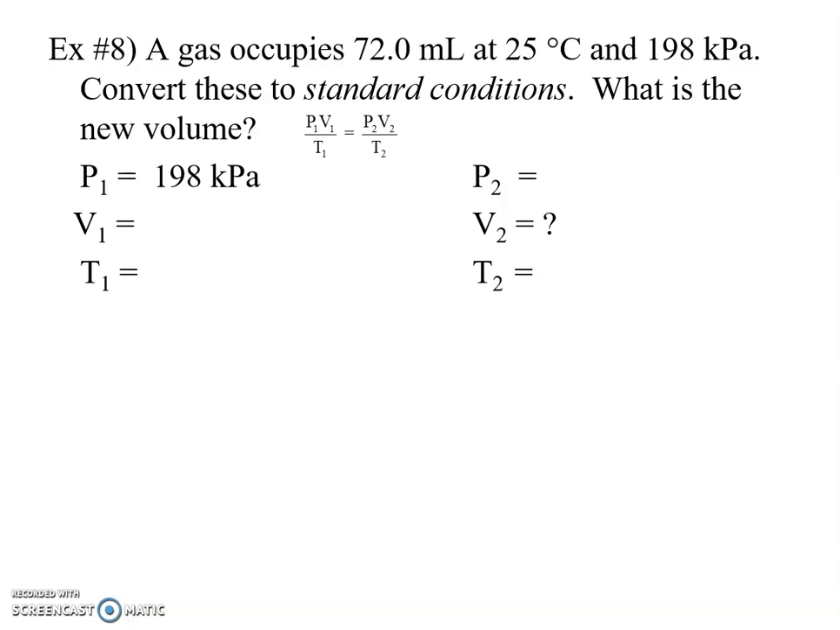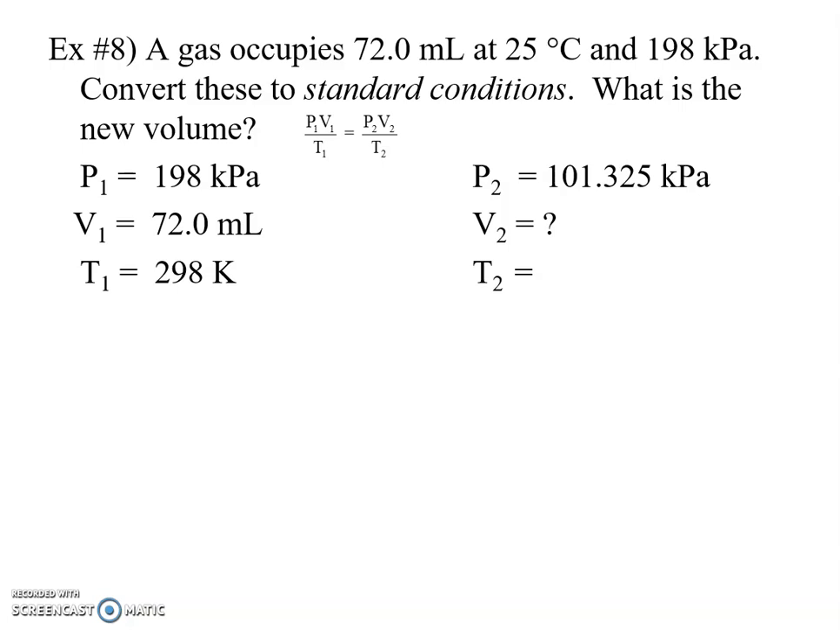So what is my initial pressure? 198 kPa. What's my initial volume? 72 milliliters. What's my initial temperature? Remember, temperatures for all of these problems must be in Kelvin, so that's going to be 298. The new pressure is going to be 101.325. That's your standard pressure in kilopascals.